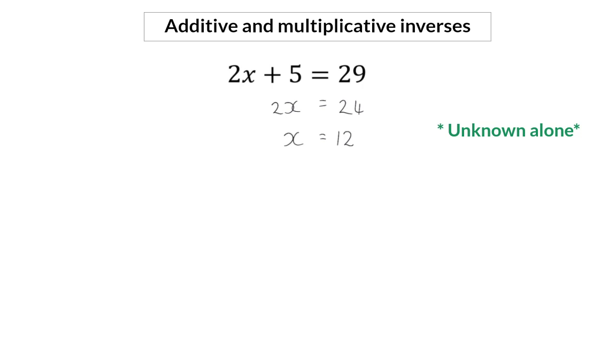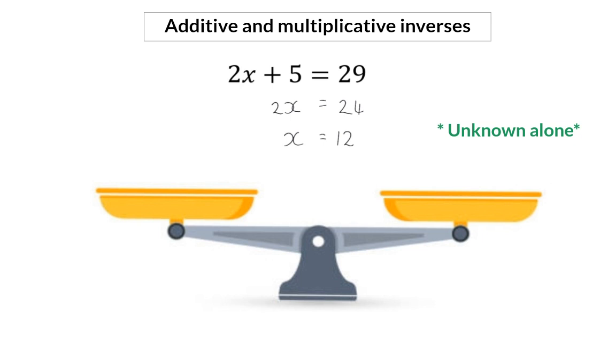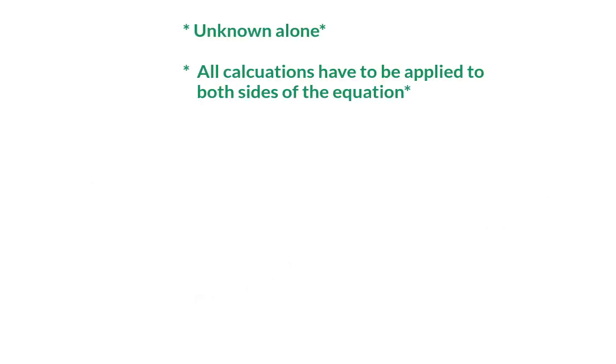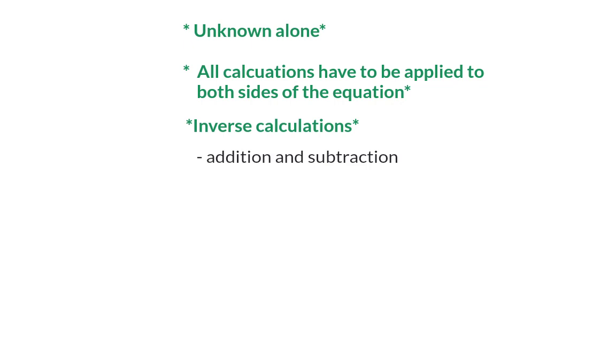It helps if you can think about an equation as a balanced scale. The value of the left-hand side is the same as the value of the right-hand side. Therefore, it is important to remember that any calculation that you do has to be applied on both sides of the equation. For example, if you choose to subtract 5 on the left-hand side, the scale will not stay in balance if you don't also subtract 5 on the right-hand side. Next, you also need to remember inverse calculations. Addition and subtraction are inverses, and multiplication and division are inverses. Let's go and have a look at some examples.